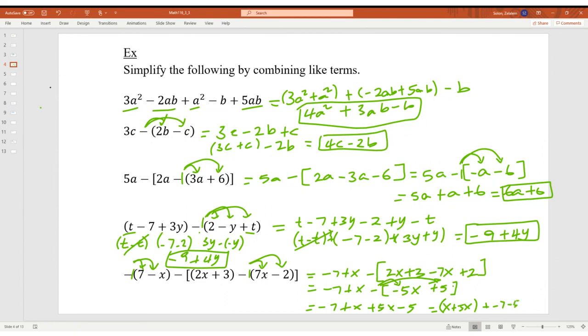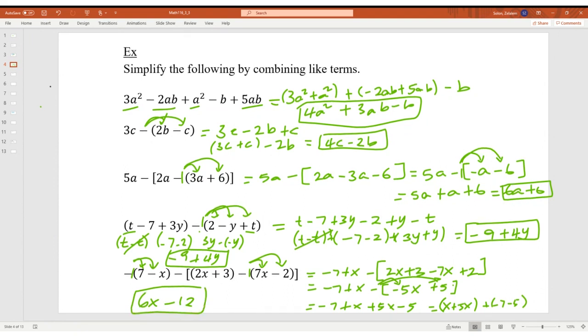Which would be negative 12. So I'll write the answer here. I have 6x minus 12. So you work from inside out, so for the expression inside the bracket. This is technically following order of operation. So you have to get rid of parentheses first, then you do subtraction or addition.